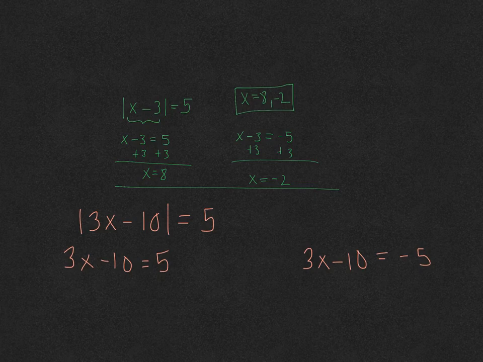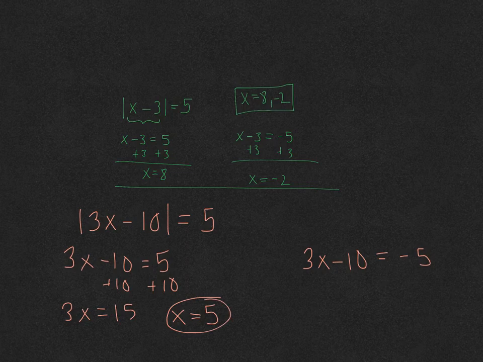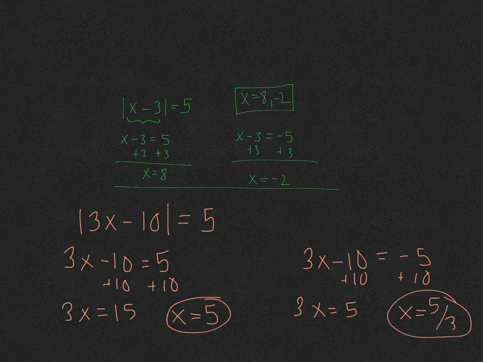Alright, so here we add the 10, and we end up with 3x equals 15, so that means that x would be 5. Here I would add the 10, I get 3x equals 5, so x would be 5/3. So our two solutions to this equation are that x can be 5 or 5/3.